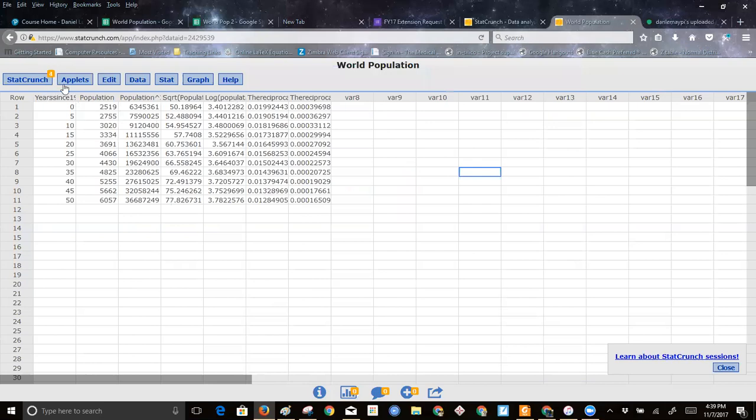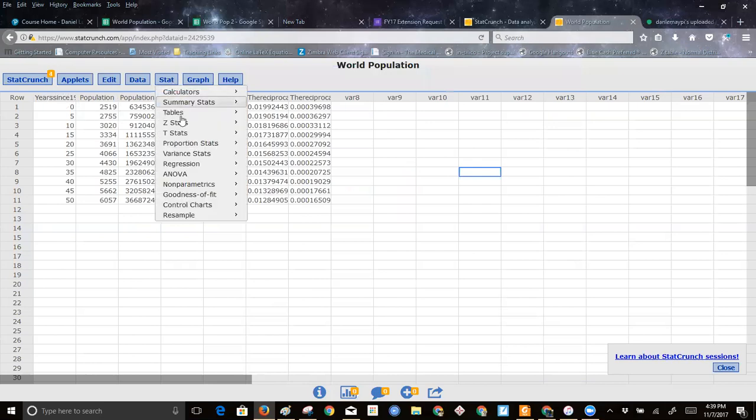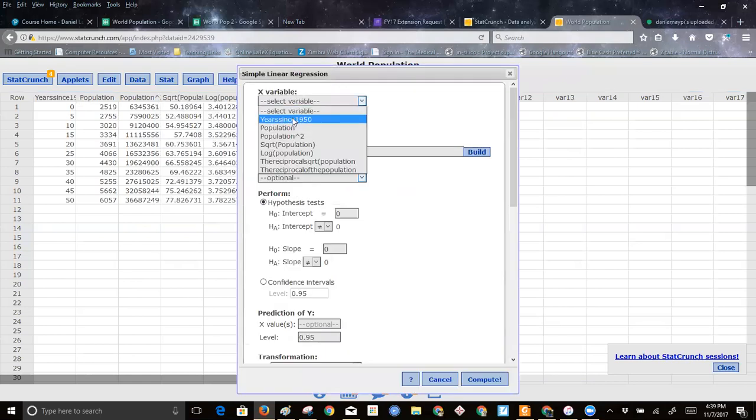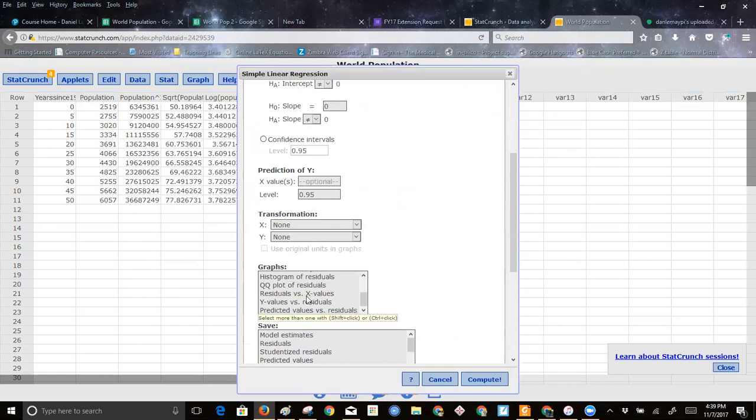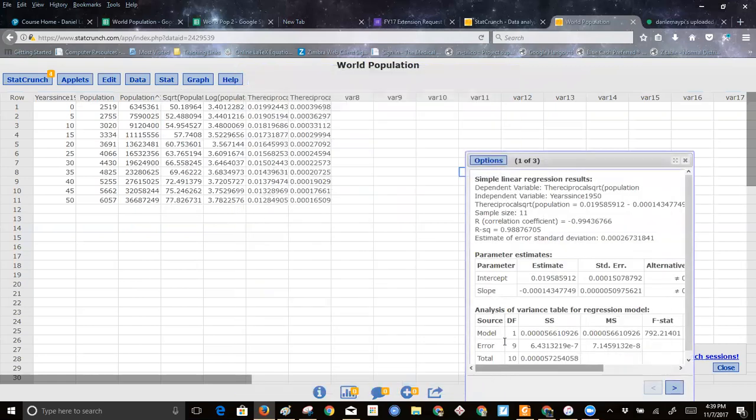The reciprocal, let's try that. So stat, regression, simple linear regression, years since 1950. The reciprocal square root of the population is what we're going to try. And again, fitted line. We want to take a look at that residual plot. Nope, not Q, residual plot. Let's compute it.